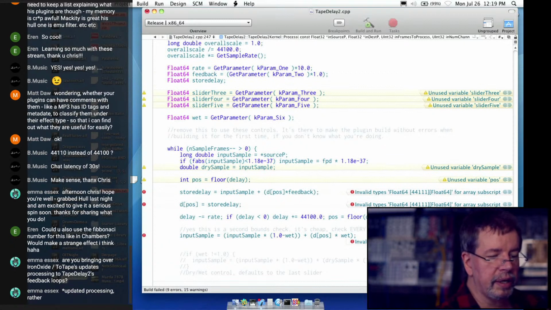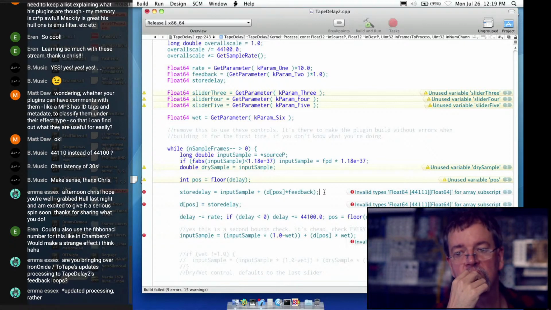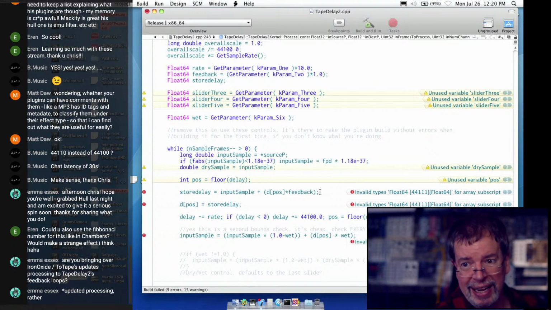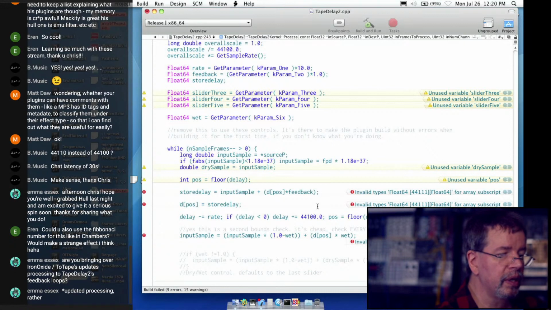And I feel like, no, I am not bringing iron oxide to tape's updates processing to TapeDelay2's feedback loops. But I'm bringing some things with them, like I'm bringing the undersampling when I get this initial stuff working. And I'm trying to do something I haven't done with any of these plugins before. We'll see if it works. It's taking up a very small amount of space for the time being, so there's that.